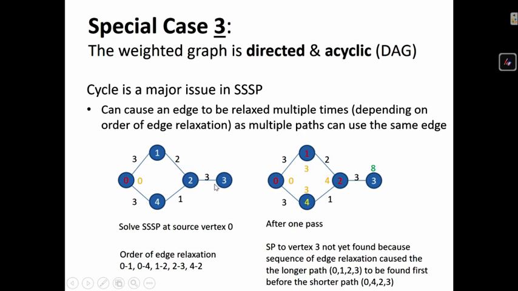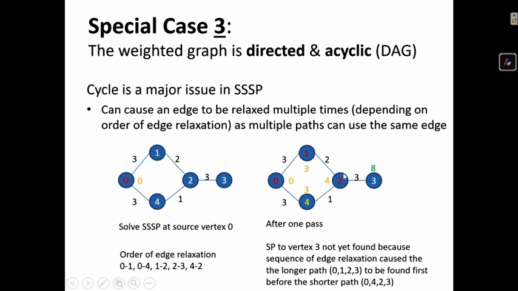So let's say I'm doing Bellman-Ford, and the order of edge relaxation is like this: 0, 1, then 0, 4, then 1, 2, then 2, 3, then 4, 2. After the first iteration, what do I get? Basically, I would have relaxed 0, 1, correct? I get 3, and then I would relax 0, 4, so I get 3 here also, right? Then I relax 1, 2, so 3 plus 2, I should get 5.